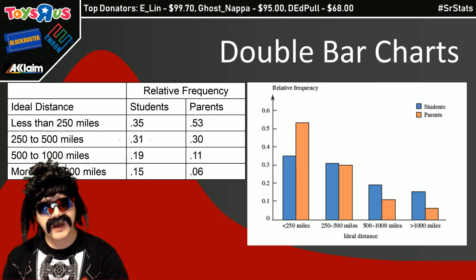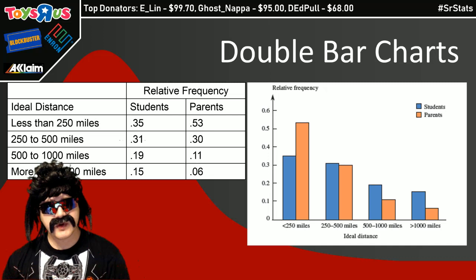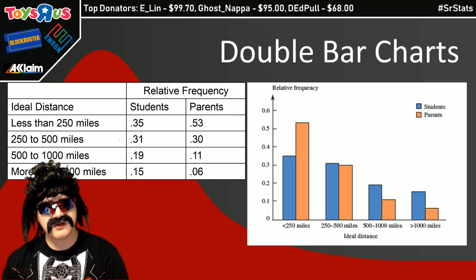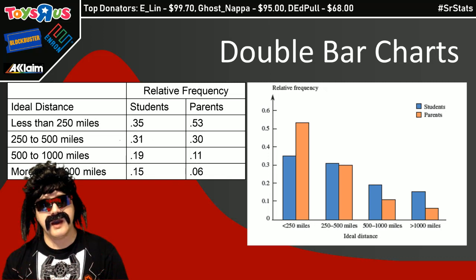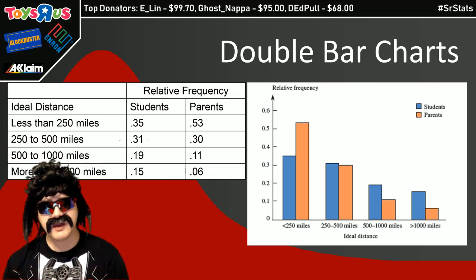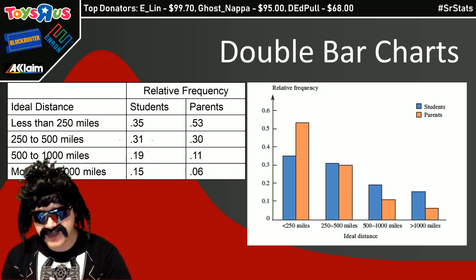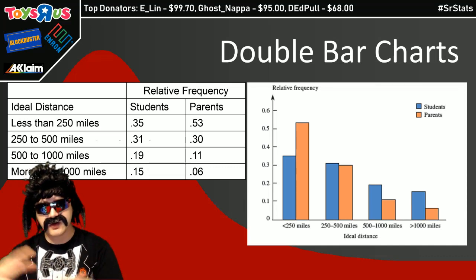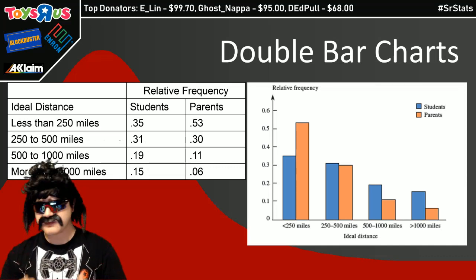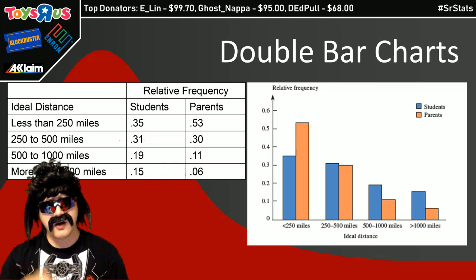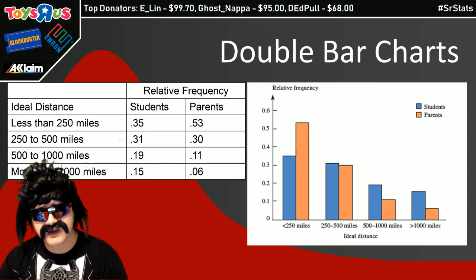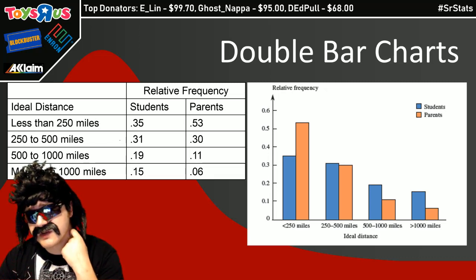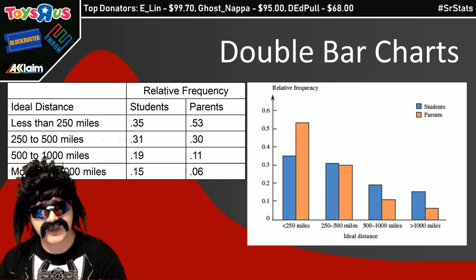Now, if you went back to the frequency table, remember, the parents that wanted it less than 250 miles had a lower number than the actual students that responded to being less than 250 miles. But if we're looking at relative frequency based off the total number of data that we collected, it ends up showing that the parents are actually quite a bit higher, by about 0.2.